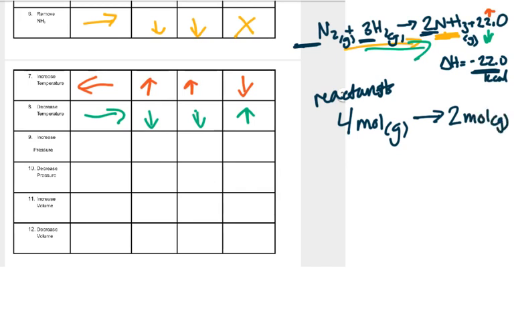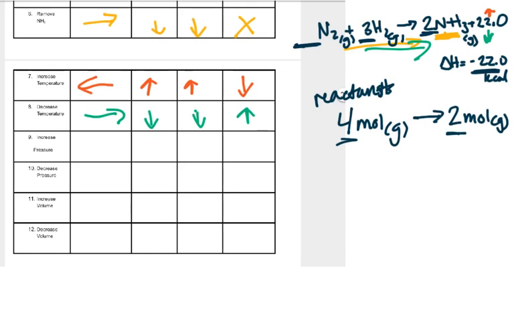So the mole ratio is what I need to take into account here when I'm looking at pressure and volume. So for these last 4, it doesn't matter what those things are. We're only going to look at the moles. It doesn't matter what the elements or compounds are. We're going to look at the number of moles.